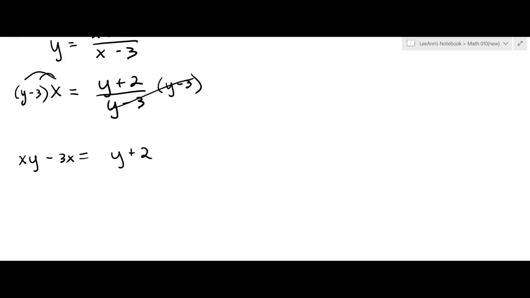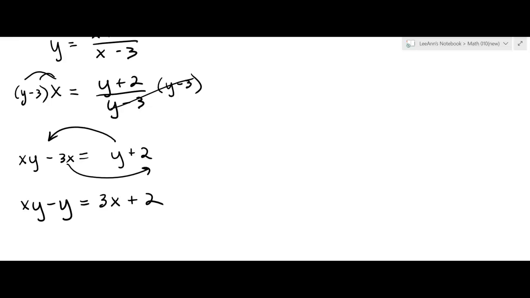So here's how we do it. Any term that has a y in it, get that on the left. So bring this one over. And any term that doesn't have a y, get that on the right. So you're going to have xy minus y. It's going to become minus y. And then over on the other side, you're going to have 3x plus 2. Okay? So it's going to become a positive 3x when it switches to the other side.